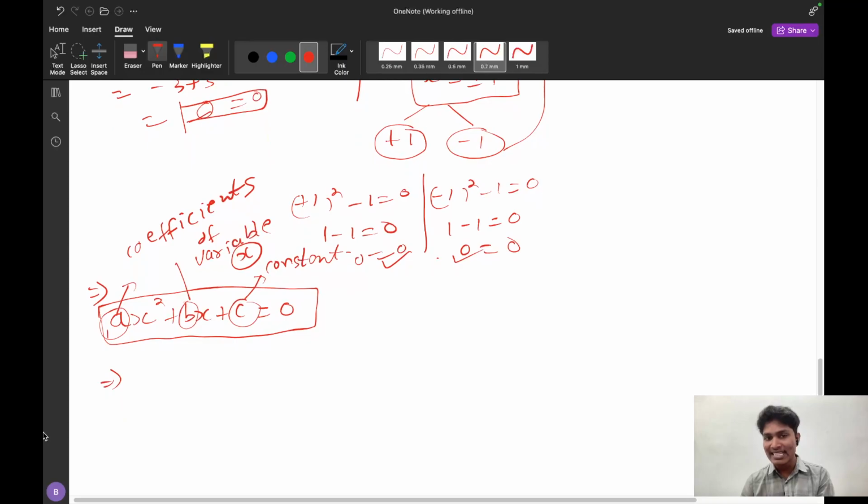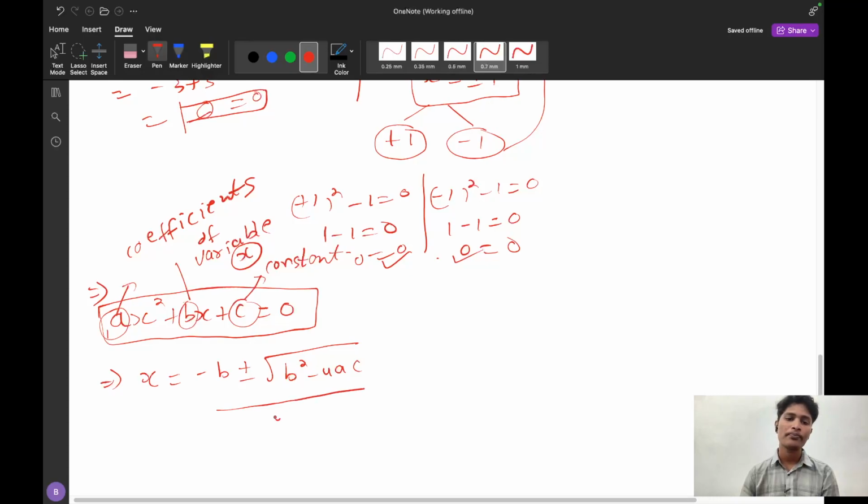But this is a generalized expression for any quadratic equation. You can take any quadratic equation, and if I want to calculate its roots, what do you have to do? You simply use the formula: x equal to minus b plus or minus root of b square minus 4ac, divided by 2a. Yes, this is the value of x.